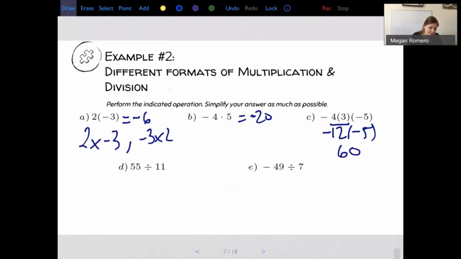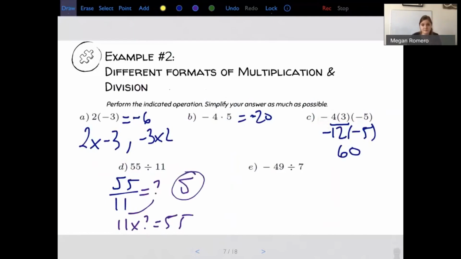For part D, 55 division symbol by 11. This could also look like 55 divided by 11. And when we're talking about division, we want to know 55 divided by 11 is equal to what, which is the same thing as asking 11 times what is equal to 55. Our answer here is 5. When we have -49 divided by 7, you can put the negative sign with the numerator or with the 49, and -49 divided by 7 is -7.